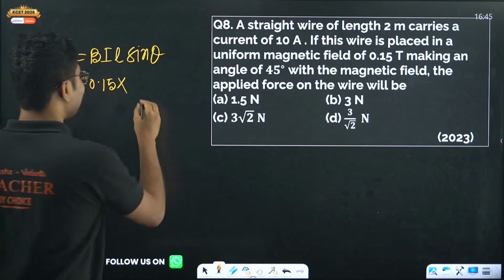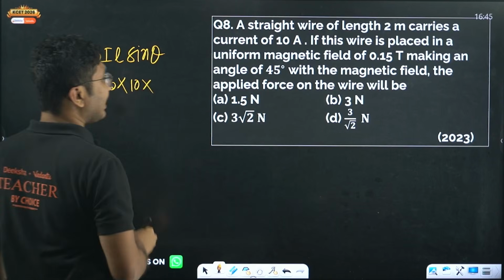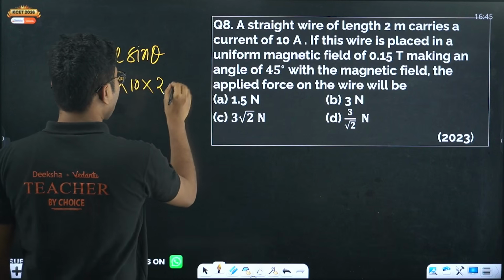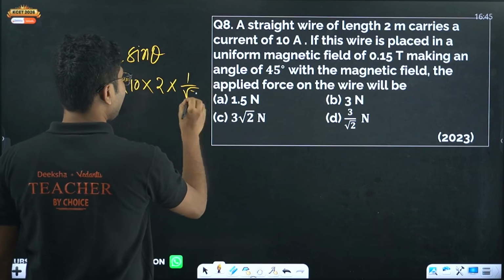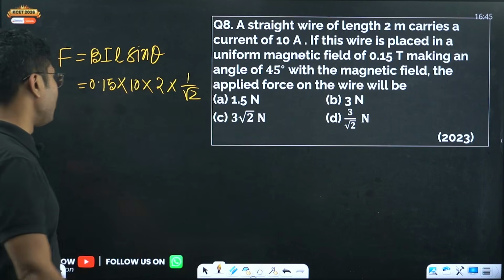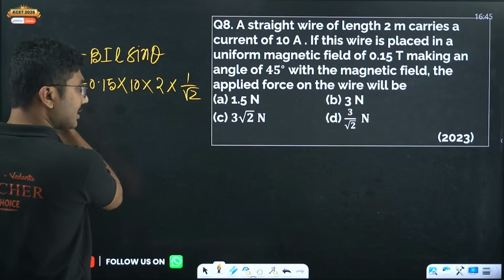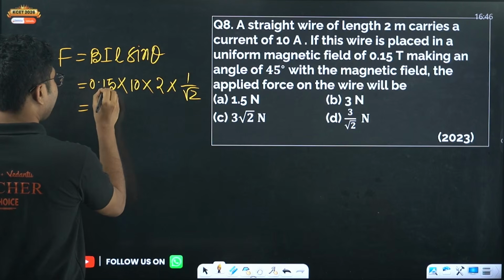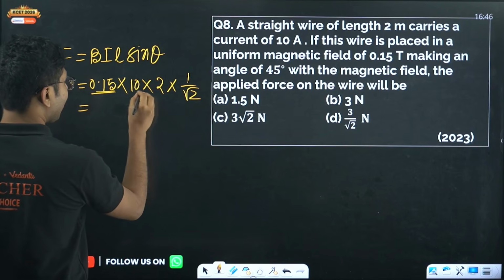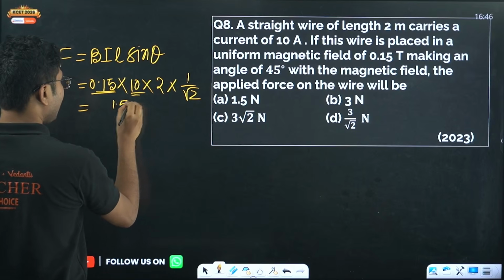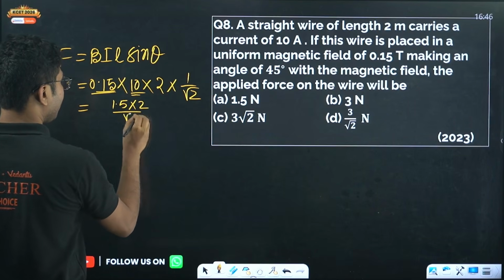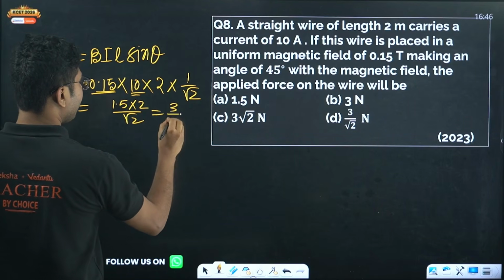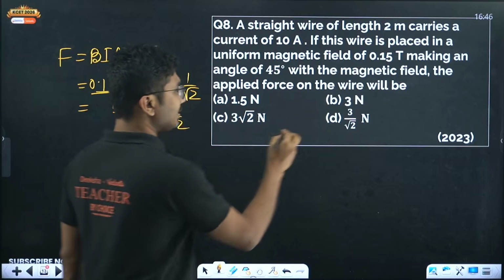Current here is 10 ampere. Length of the wire is 2 meter. Angle is 45, so sine 45 is 1 by root 2. Very simple, do not waste too much time. So 0.15 into 10 is 1.5, and into 2 divided by root 2, so it will be 3 by root 2. So the correct answer is 3 by root 2.